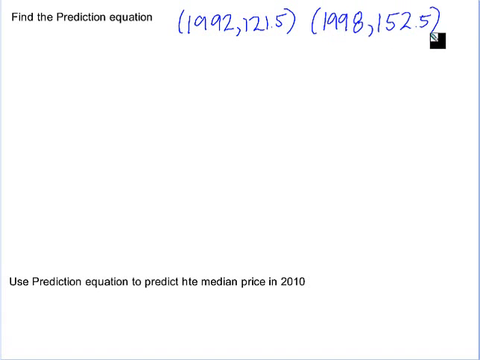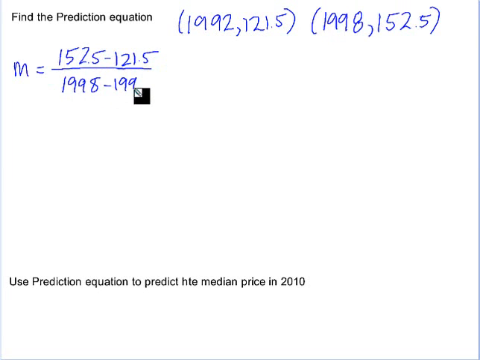So to find a prediction equation, we first find the slope. So slope, y2 minus y1. So 152.5 minus 121.5 divided by x2 minus x1, 1998 minus 1992. Well, 152.5 minus 121.5 is 31. 1998 minus 1992 is 6. So now this has a slope of 31/6.